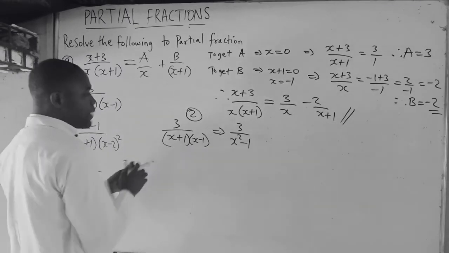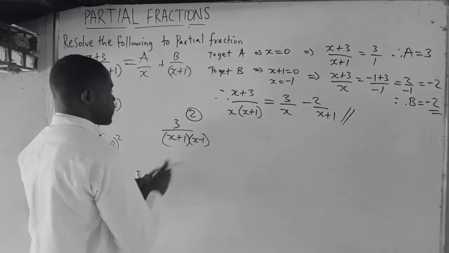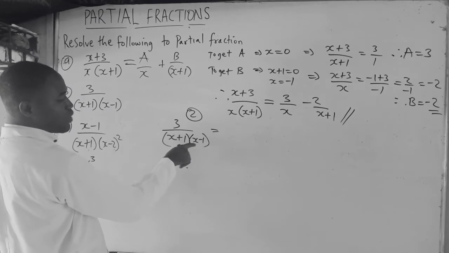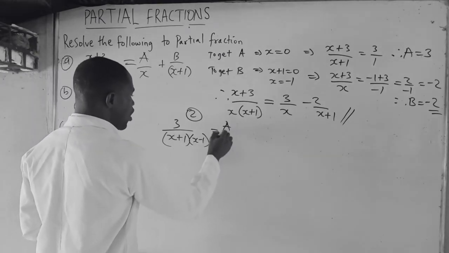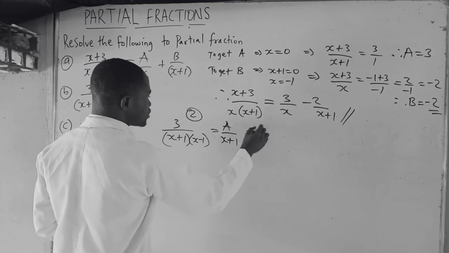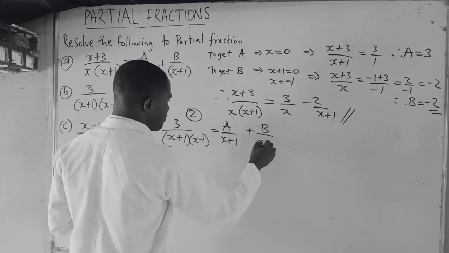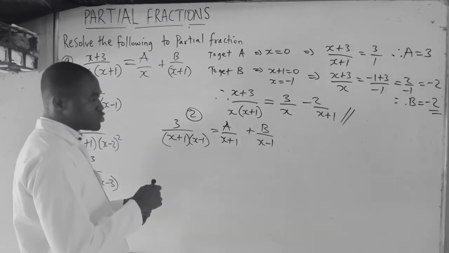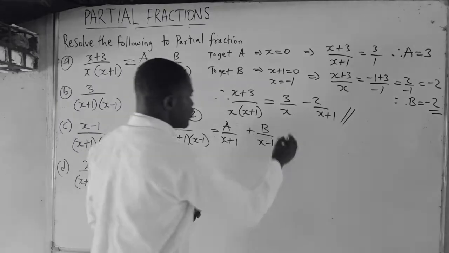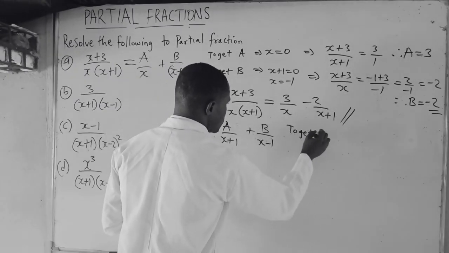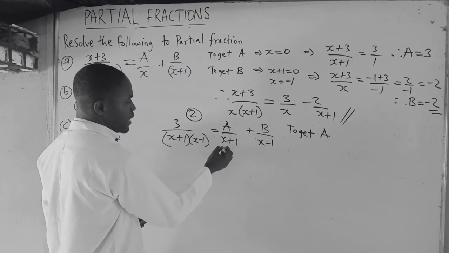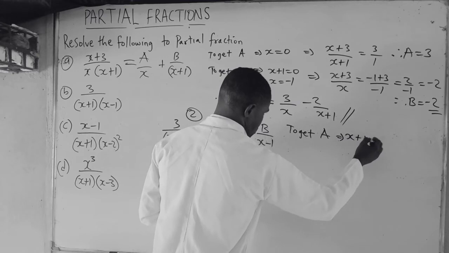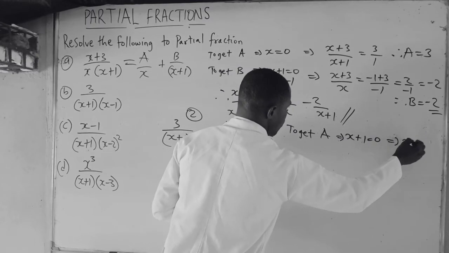So once they give you this type of question, say that since these are non-repeated linear factors, x plus 1 is not the same as x minus 1, you say A all over x plus 1 plus B all over x minus 1. So you can use cover up method, direct substitution, comparing their coefficients. Let's use the cover up method as well. To get A, what is the denominator of A? x plus 1. You say make x plus 1 equal to 0. It implies that x equal to minus 1.